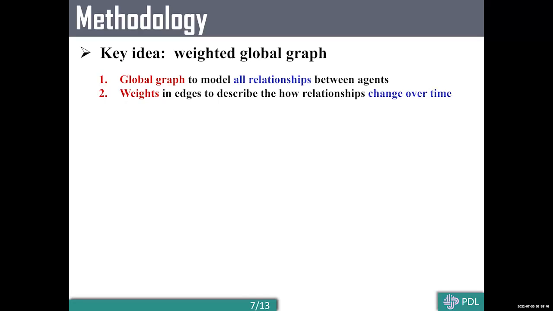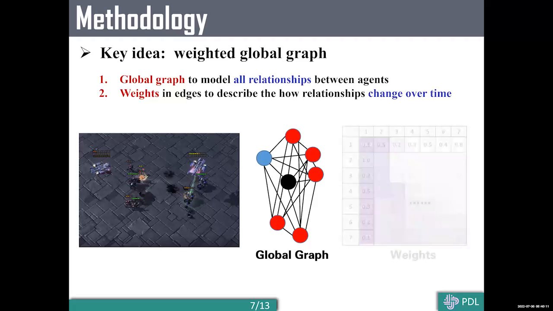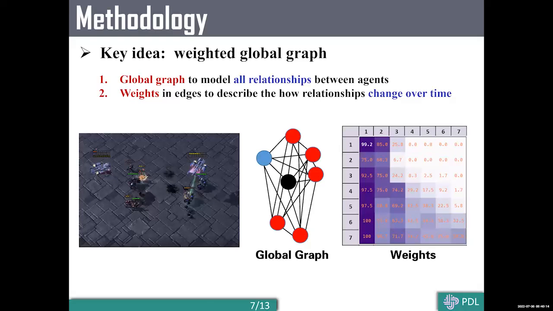Now we introduce our proposed method. The key idea of our method is introducing a weighted global graph to model relationships between agents. In order to solve the aforementioned problems, we directly abandon the local graph and only design the global graph to model relationships between our agents. We introduce relationship weights to describe the change of the cooperation relationship with time, which is expressed in the form of a weighted matrix.